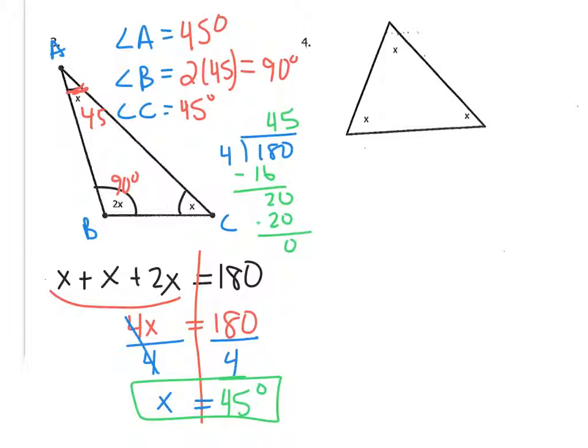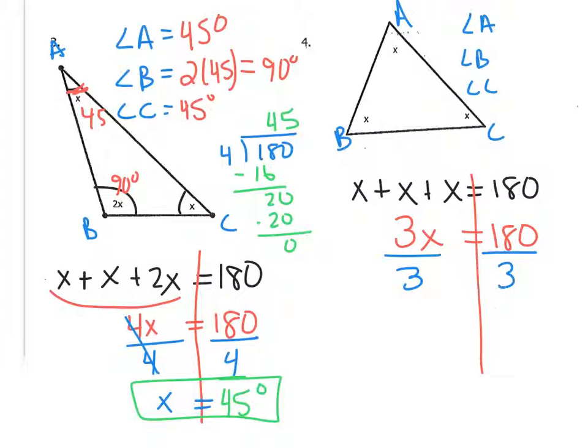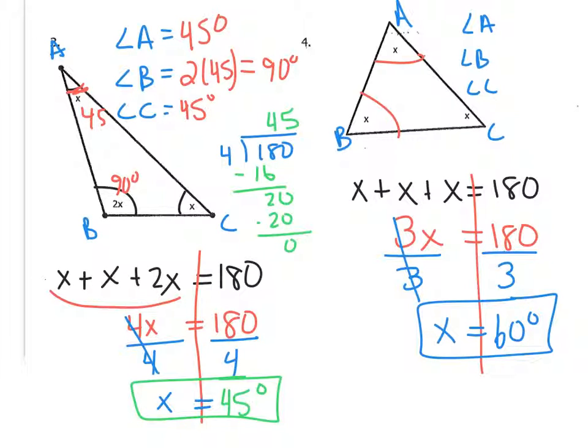Let's take a look at another example like that. Again, if I label these angles A, B, and C, and I want to find angle A, angle B, and angle C, I can write myself an equation. x plus x plus x equals 180 degrees. If we solve this, 3x equals 180 degrees. So we're going to divide both sides by 3. So x equals 60 degrees. That means each angle up here is x degrees, so these are all 60 degrees.